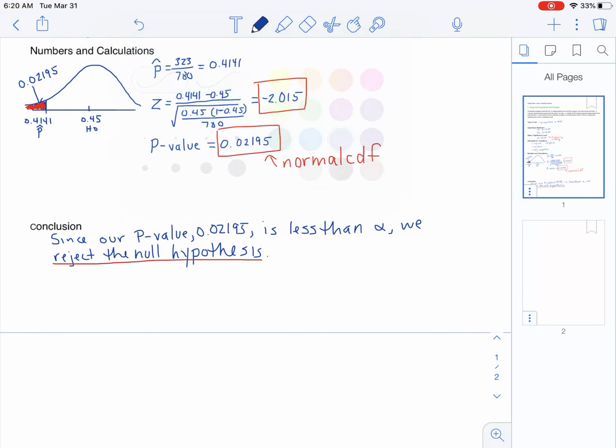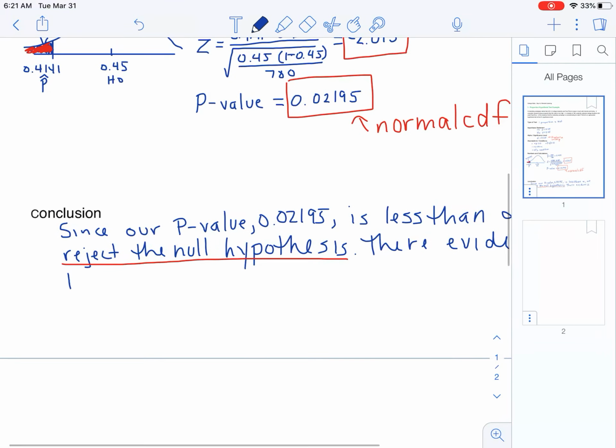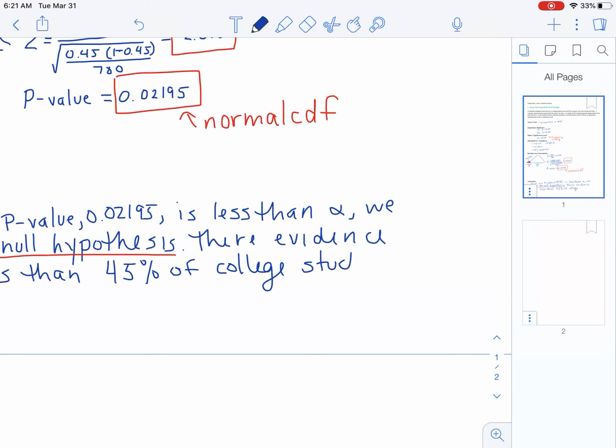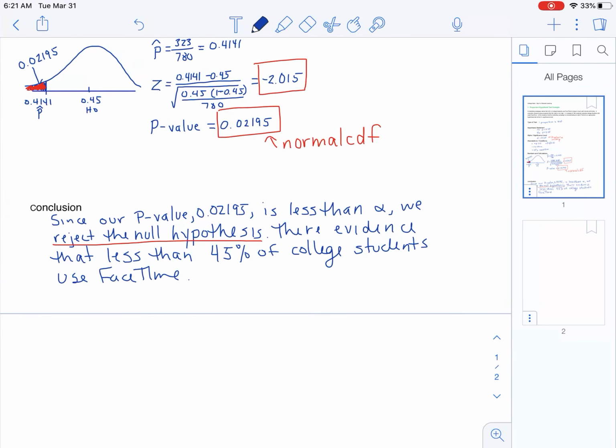So to finish my conclusion, because right now my conclusion doesn't say anything about the sample, I can say there is evidence that less than 45% of college students use FaceTime. Okay? Because the p-value is so low.